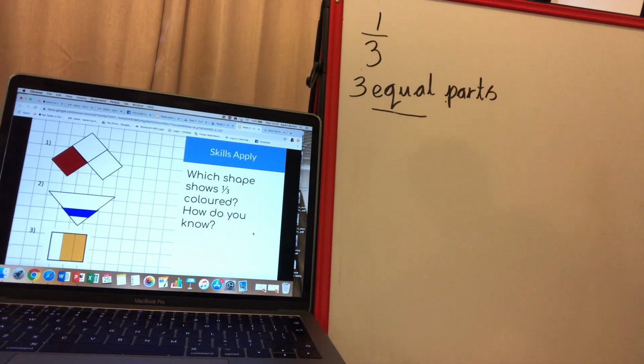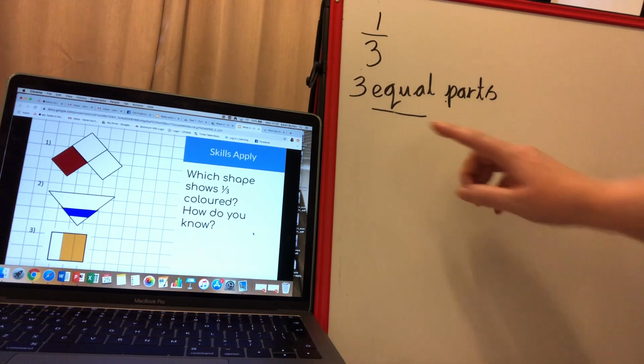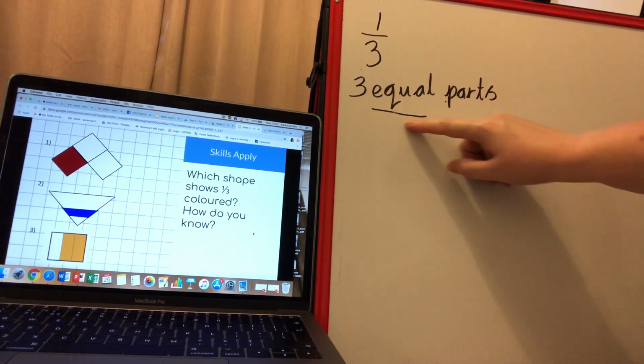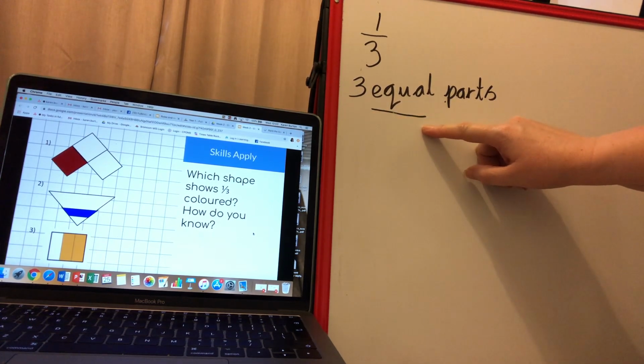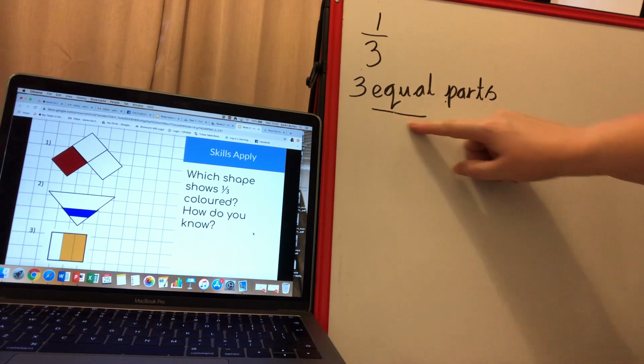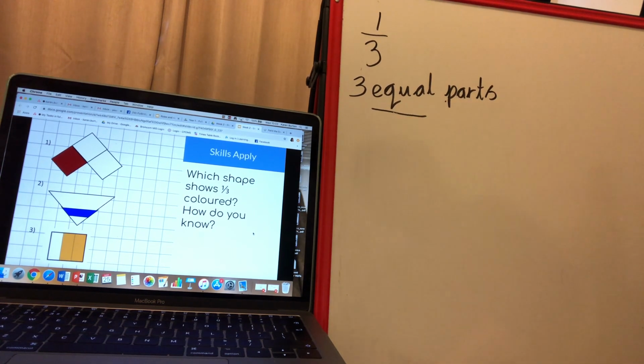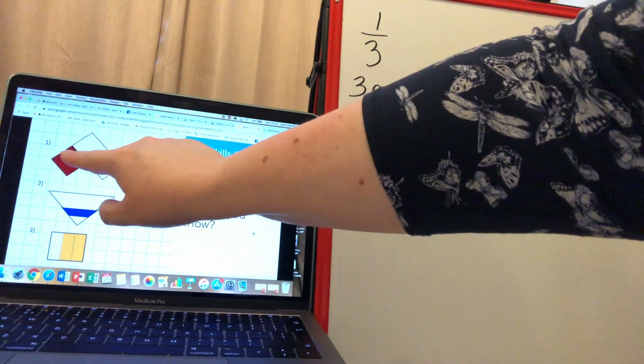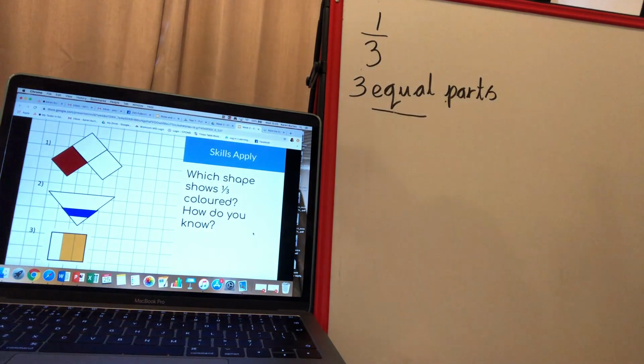And the next question, which shape does show 1/3 coloured? Okay, well I hope you remember this word I underlined. 3 equal parts. Okay, I need 1 part coloured out of 3 equal parts. Number 1 has 3 parts all the same size and 1's coloured. So I think number 1 shows a third coloured.